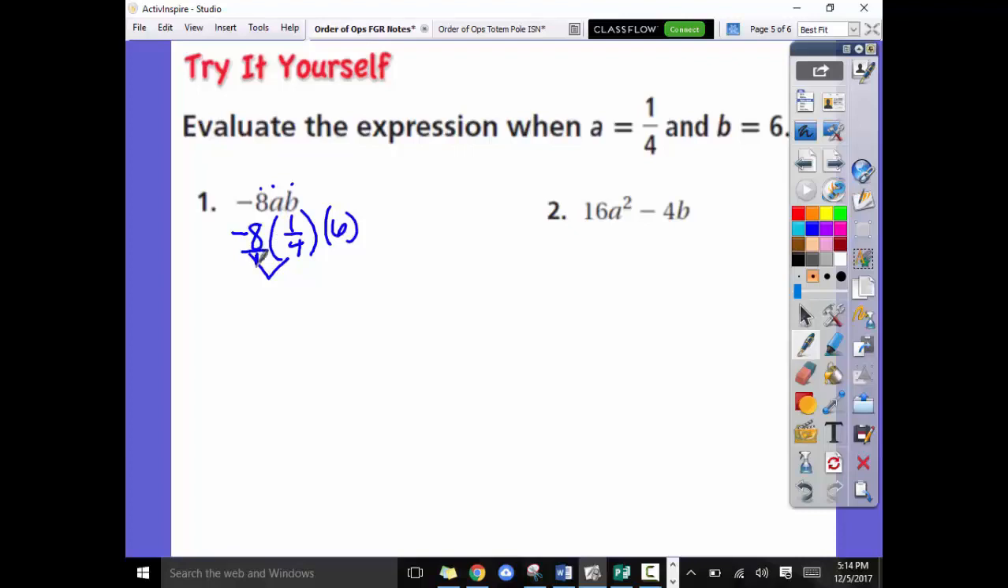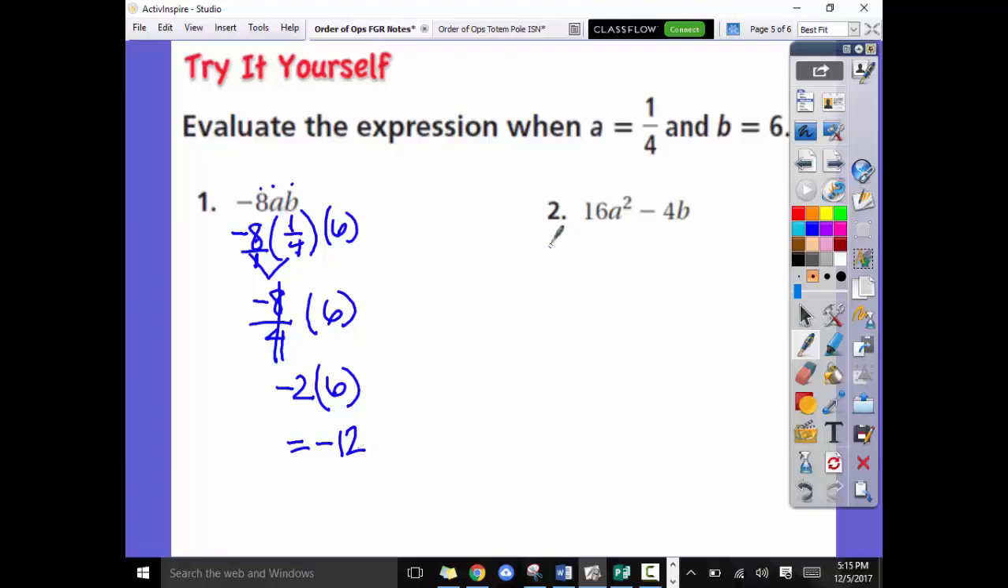Negative 8 is negative 8 over 1. So negative 8 times 1 is negative 8. And 1 times 4 is 4. And then bring down multiplied by 6. Okay, I can simplify this, which is going to make things a lot easier. Negative 8 divided by 4, that is negative 2. Negative 8 over 4 is just negative 2. Bring down times 6. Negative 2 times 6 is negative 12.